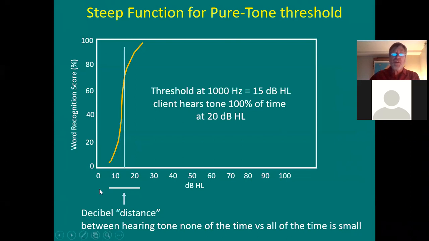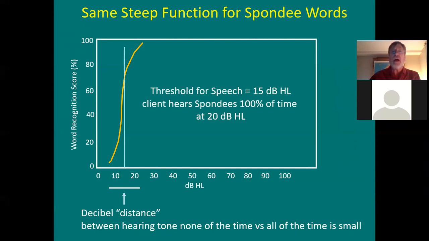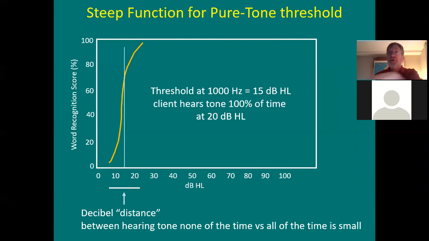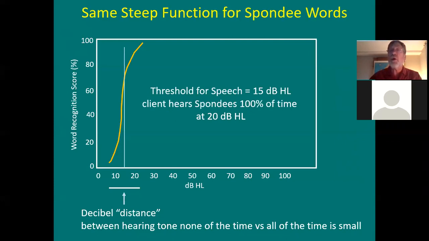Okay? Look at this line here. The decibel distance between getting all the time and none of the time, that decibel distance is short, small. That's like a 10 dB range between getting none or getting all. Okay? I always say the decibel distance between getting all or nothing is small. That means you've got a steep performance index function or steep performance intensity function. Okay? A steep PI function. Now here's words. This was for pure tones. Look at spondee words.